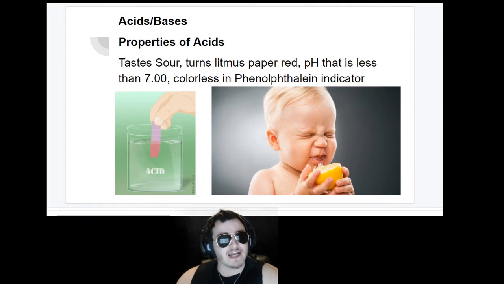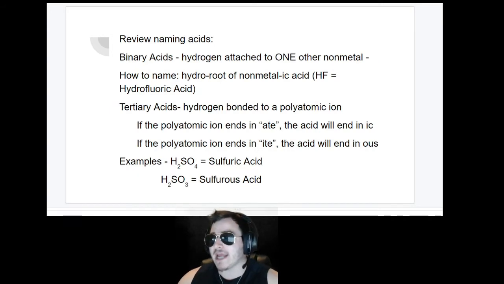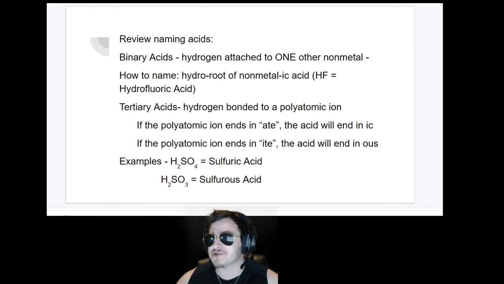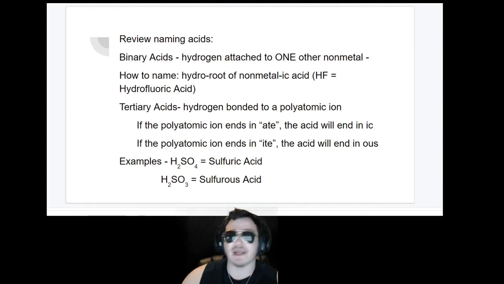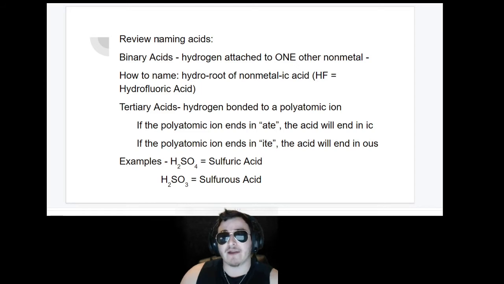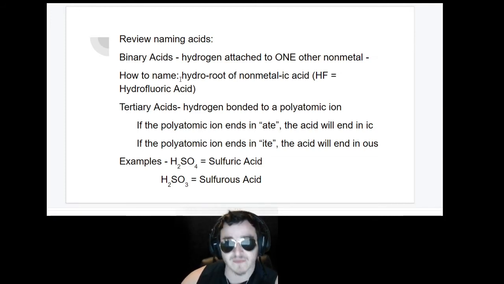And before we go on to anything else, let's first discuss how to name acids, which might be a review for a lot of you. But first, acids are separated into two different categories, binary and tertiary. If you're a binary acid, it is simply hydrogen attached to an element, like HCl, for example. How we name those binary acids: these are the only acids that should start with hydro. A very common mistake that a lot of kids make is they try to put hydro on the front of every acid name. Not correct. That is only the case if it is a binary acid, aka hydrogen attached to an element.